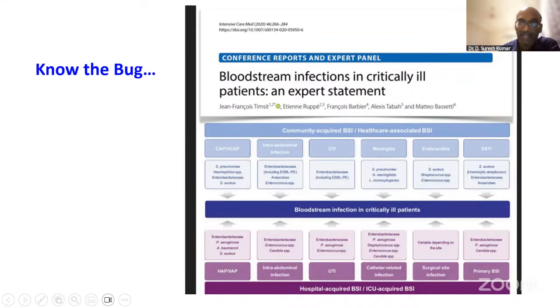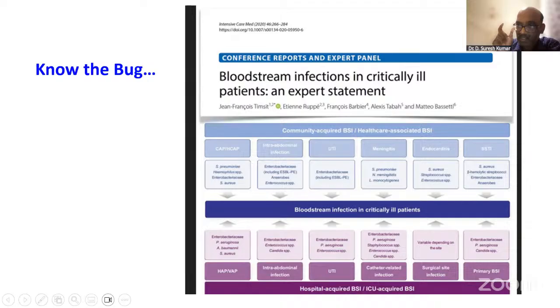Community acquired and healthcare acquired is slightly different. For example, pneumonia, community acquired, the chances of pseudomonas is less likely. On the other hand, healthcare acquired, pseudomonas and acinetobacter is more likely. Similarly, resistant bugs are less likely if the person has meningitis, because streptococcal pneumoniae in India is mostly penicillin sensitive or ceftriaxone sensitive. Resistance is a bit low. So we need to decide what organism is going to cause it. Know the bug, that's more important.